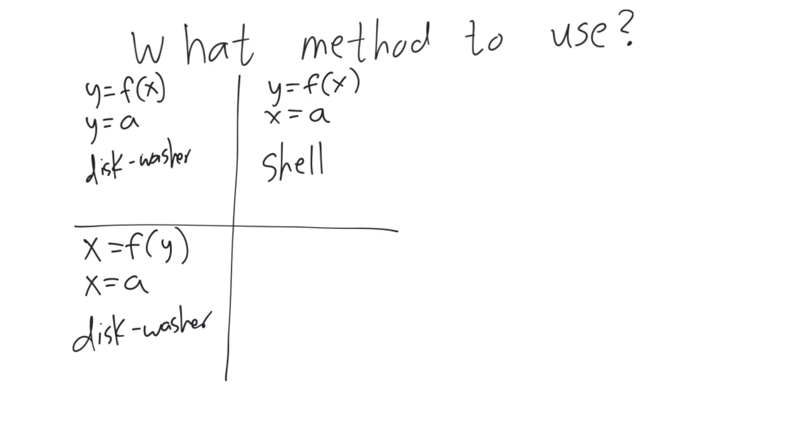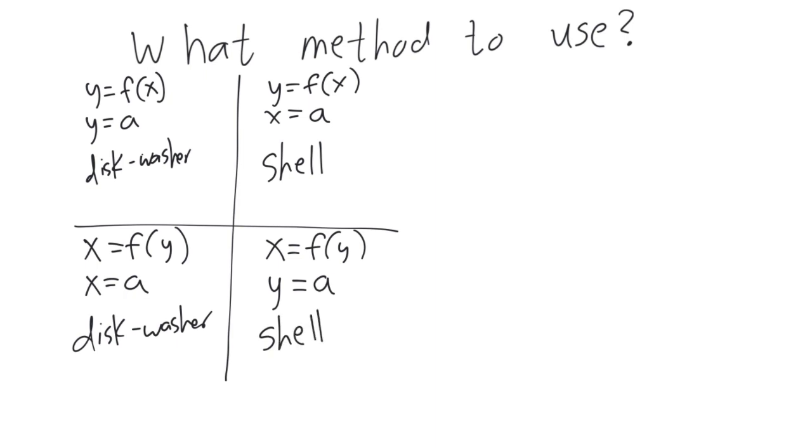And then the final possibility is if you have it solved for x equals some function of y, and this time you're going to rotate against y equals a, for example, the x-axis. Well, in this case, you're going to again use the shell method.